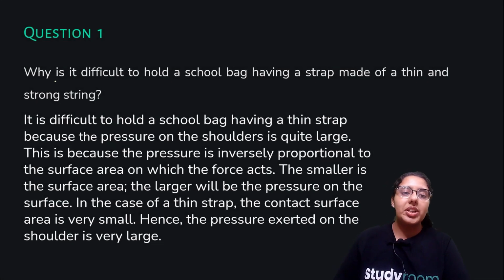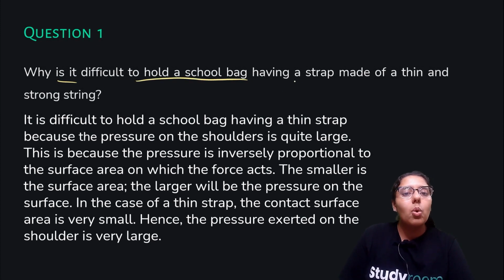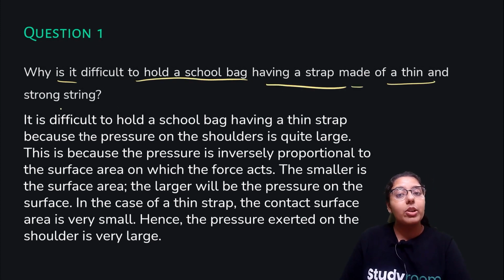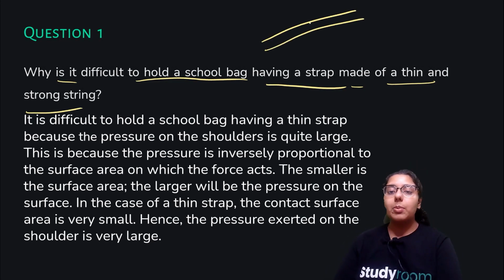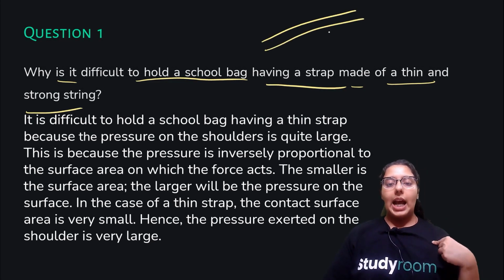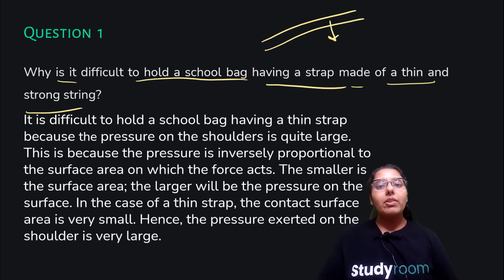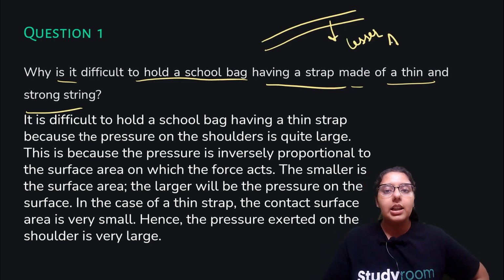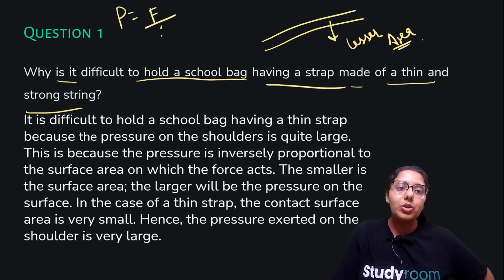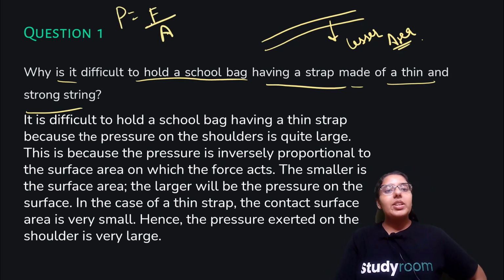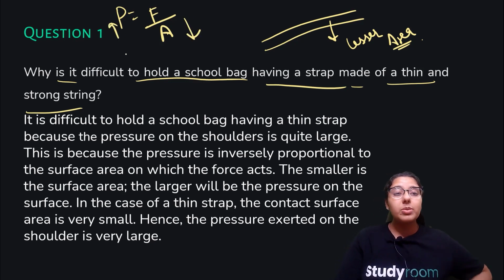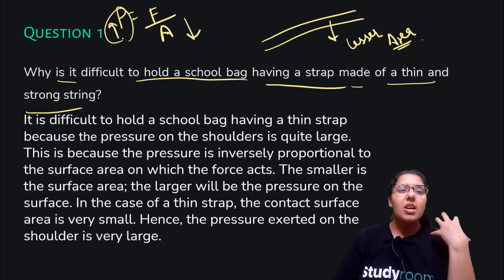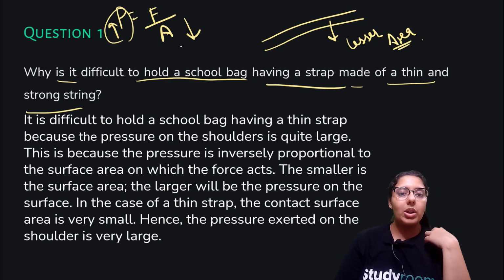So let's do this question. Why is it difficult to hold a school bag having a strap made of a thin and strong string? If you have a thin strap in your school bag, what will happen? It has a lesser area. And lesser area means, we know that pressure is equal to force upon area. Pressure is inversely proportional to area, and lesser area means more pressure. And what does more pressure mean? More pressure means more burden on your shoulders, right?